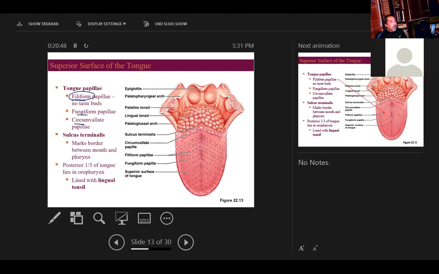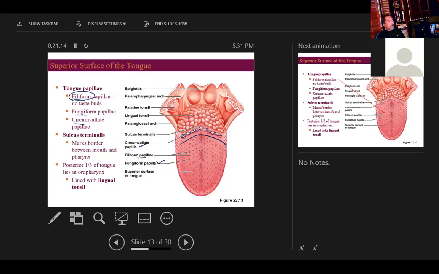The fungiform is located in the anterior, mid portion, and posterior portion of your tongue up to here. And the circumvallate is the one that goes around the back of the tongue. Both circumvallate and fungiform have taste buds. Filiform does not have your taste buds, okay?